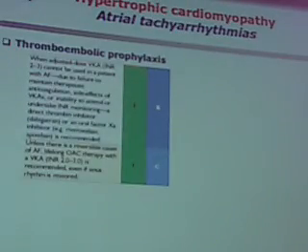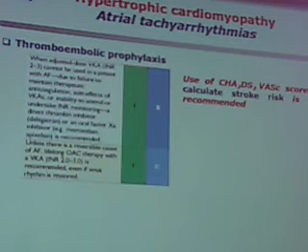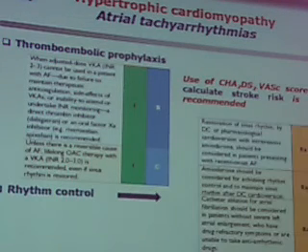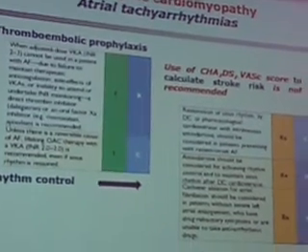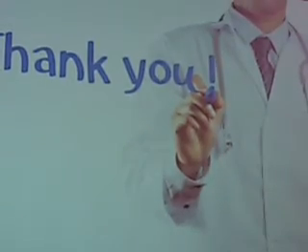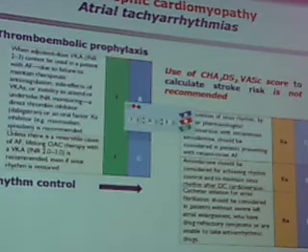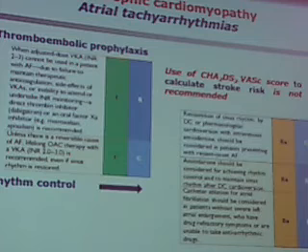What about thromboembolic prophylaxis in patients with atrial tachyarrhythmias and hypertrophic cardiomyopathy? Please forget the Charles-Bass score. Here you have to be more aggressive is the message. So in patients with paroxysmal or permanent atrial tachyarrhythmias, please use either warfarin or the new anticoagulants, but please forget the Charles-Bass score.